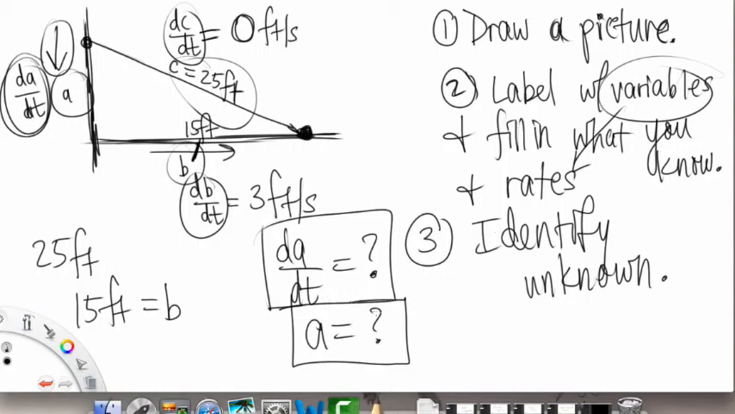Let's see if we can narrow it down so that we only have one of these still being a question mark. We'll do so on the next slide.